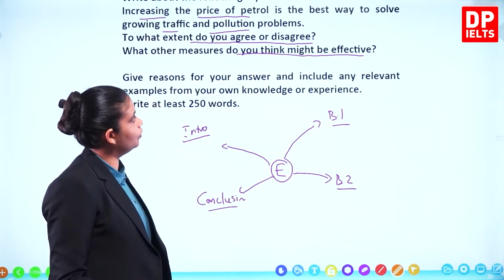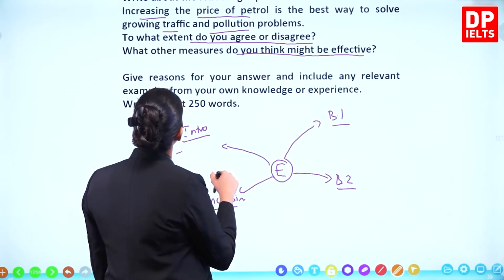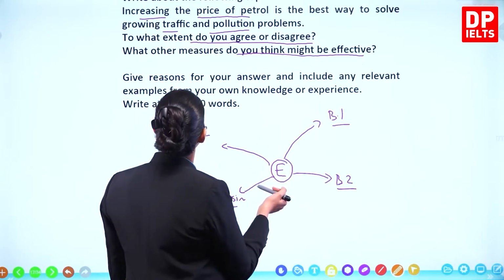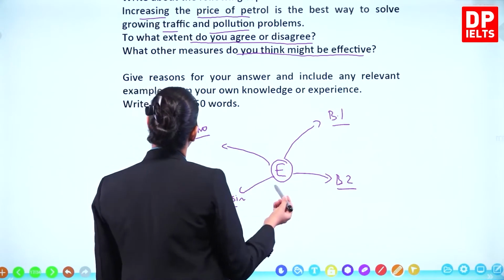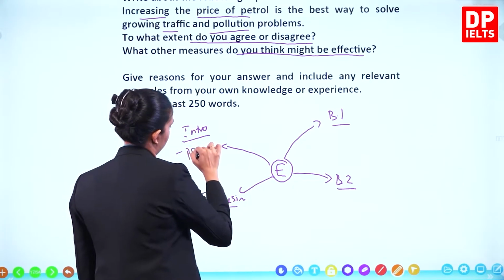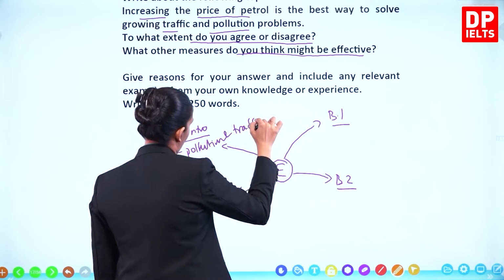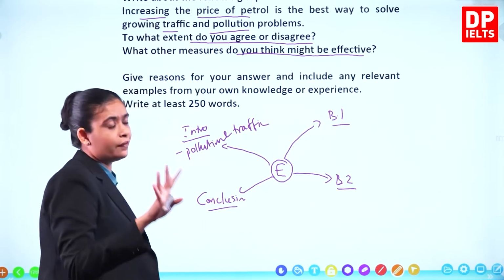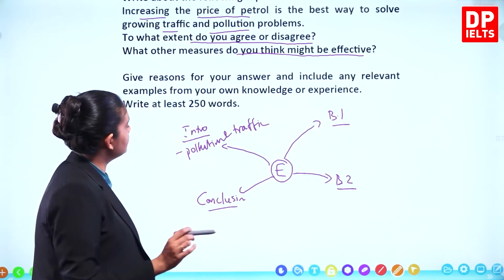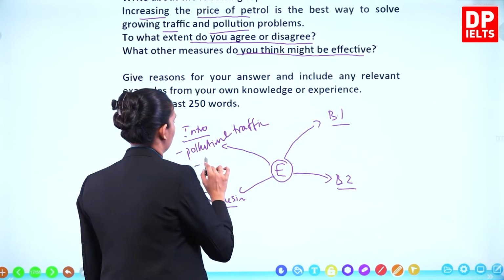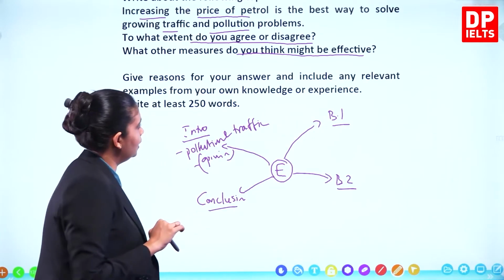So in the intro, you could talk about, it talks about increased price, so to solve growing traffic and pollution problems, yeah? So you could talk about pollution and traffic. Now, this is your skeleton, so it doesn't have to be a perfect outline, it's just a skeleton. And here you could put down your opinion if you want to. So I'm going to put it in brackets, okay?